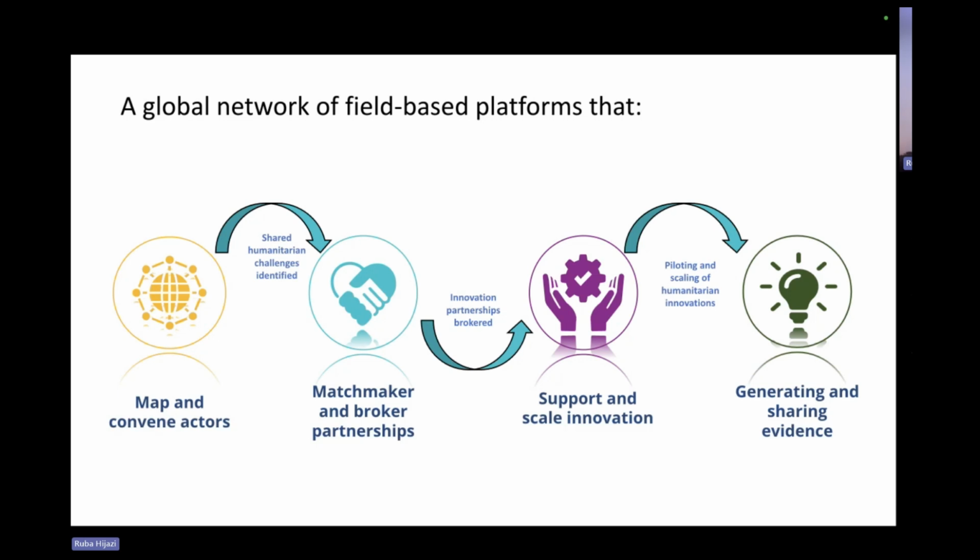We don't try to get innovations from Silicon Valley to support challenges in Yemen, because we believe that people on the crisis better understand their challenge, and they already have innovations that can address these challenges. So we support in matchmaking and brokering these partnerships. Whenever we have this partnership built, we support the two actors.